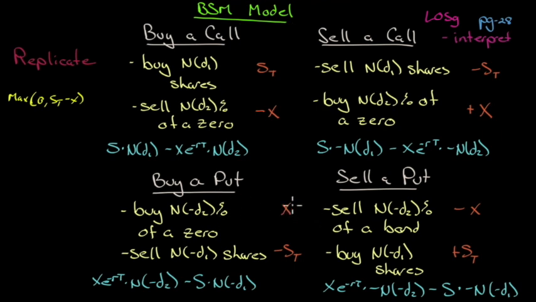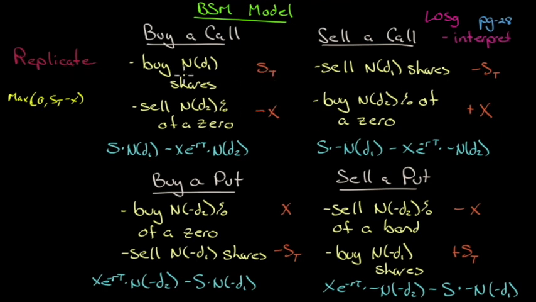Here, buying a put, it's the strike price minus the final price. And here, if we sell a put, it's negative X plus ST. So this is just the payoff that you would write in one of these little payoff formulas. From that, we can then do a replication strategy.